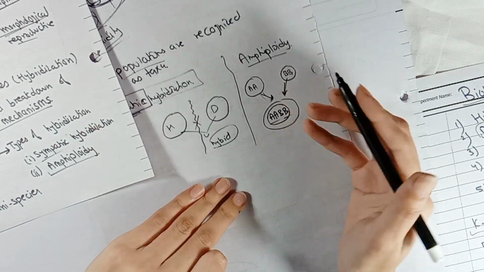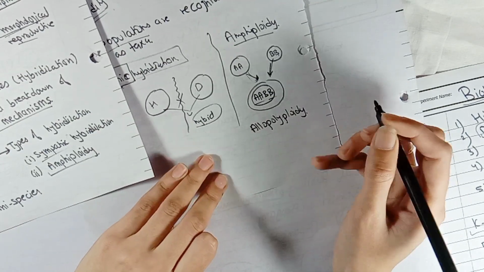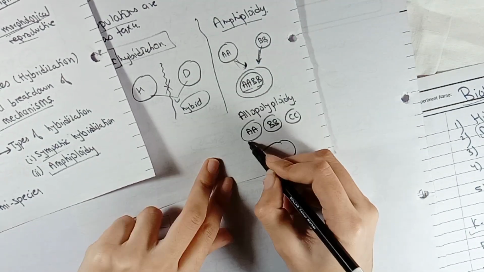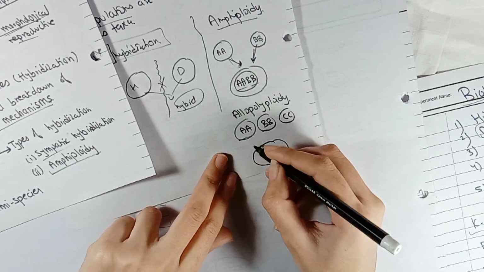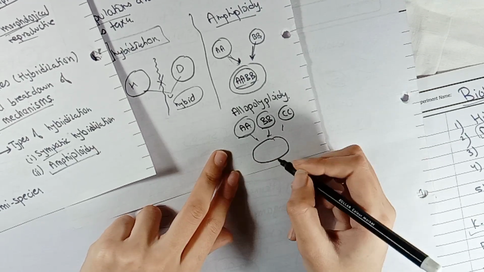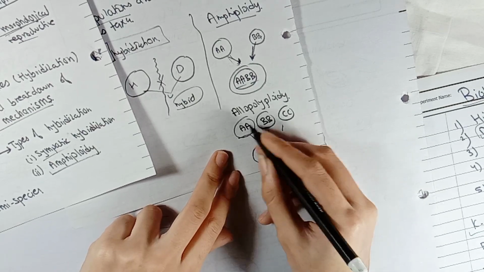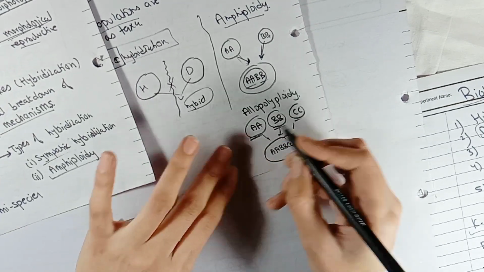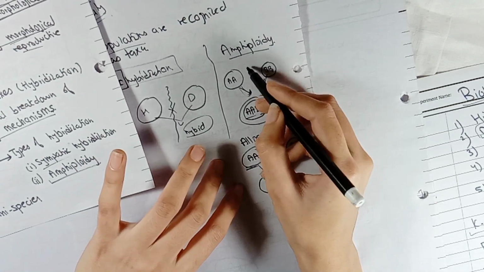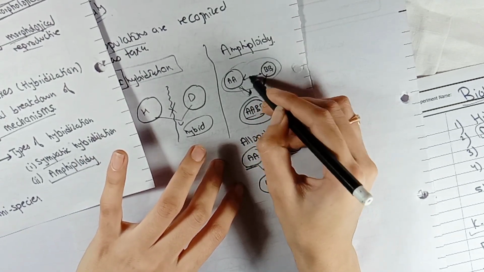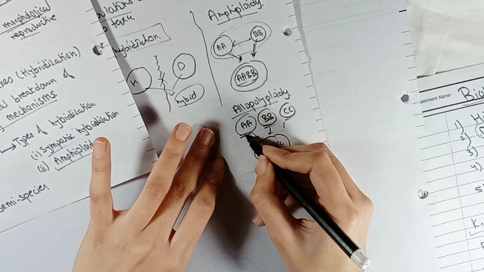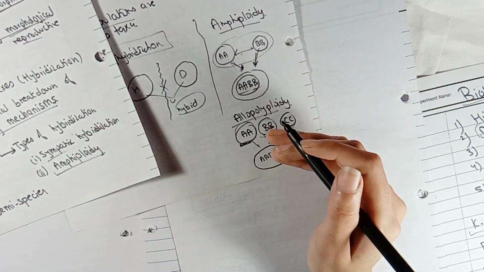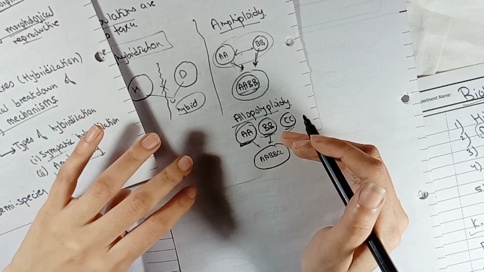And amphiploidy leads to allopolyploidy. Allopolyploidy means that two or more diploid sets are combined in the offspring or the next generation. And these sets can be from the same species or different species. In amphiploidy, it was from the same species, and in allopolyploidy, it can be from the same species or different species. So amphiploidy leads to the instantaneous production of polyploidy.